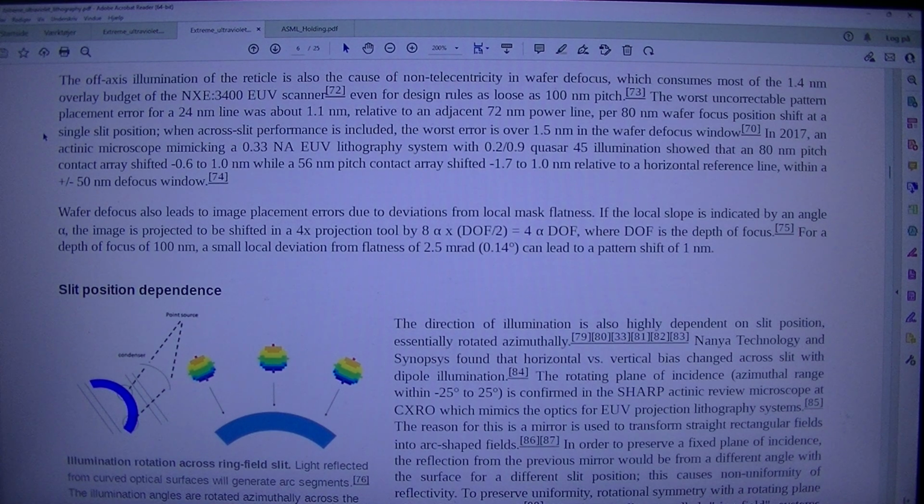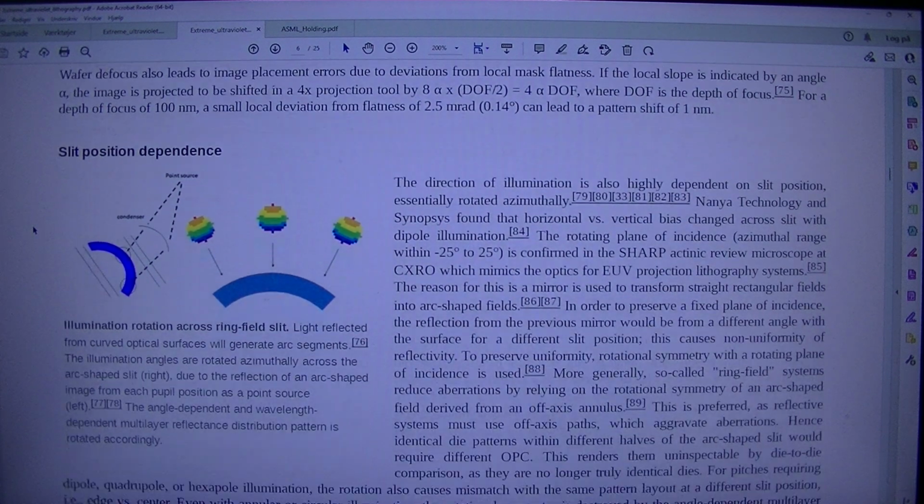In 2017, an actinic microscope mimicking a 0.33 EUV lithography system with 0.2/0.9 quasar 45 illumination showed that an 80 nm pitch contact array shifted -0.6 to 1.0 nm while a 56 nm pitch contact array shifted -1.7 to 1.0 nm relative to a horizontal reference line, within a ±50 nm defocus window. 74. Wafer defocus also leads to image placement errors due to deviations from local mask flatness.